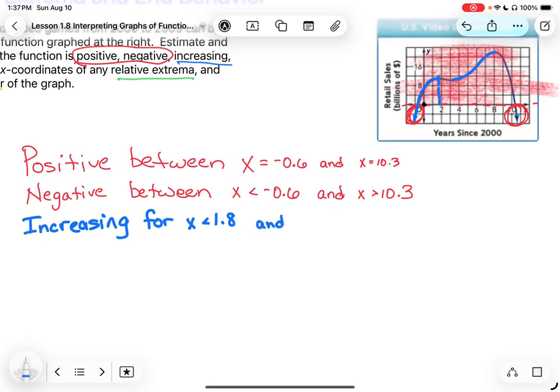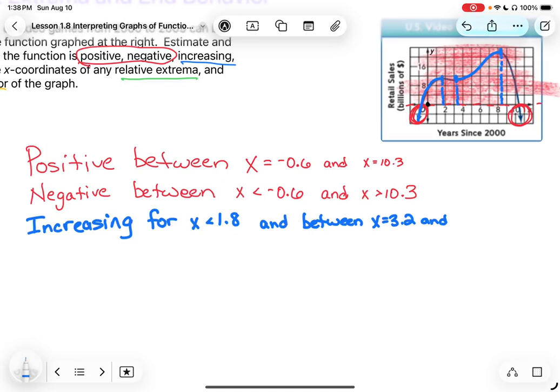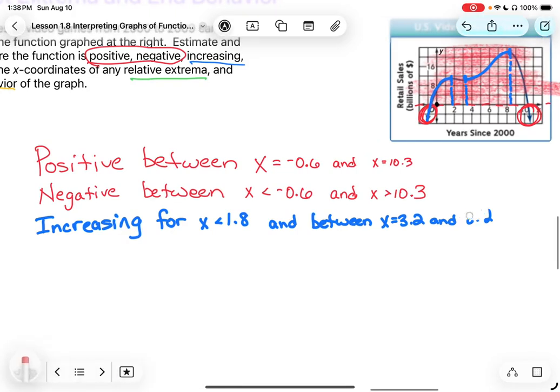And it's also increasing between here and here. So where are these points? This is a little bit more than 3. So we'll say between x equals, I'm going to call that like 3.2. And there's this x right here. That looks like a little bit more than 8, so we'll say like 8 point, what do you think, 8.2, 8.3? Let's just call it 8.2. Oops, I forgot my x equals. And x equals 8.2. Okay, it's decreasing everywhere else then.